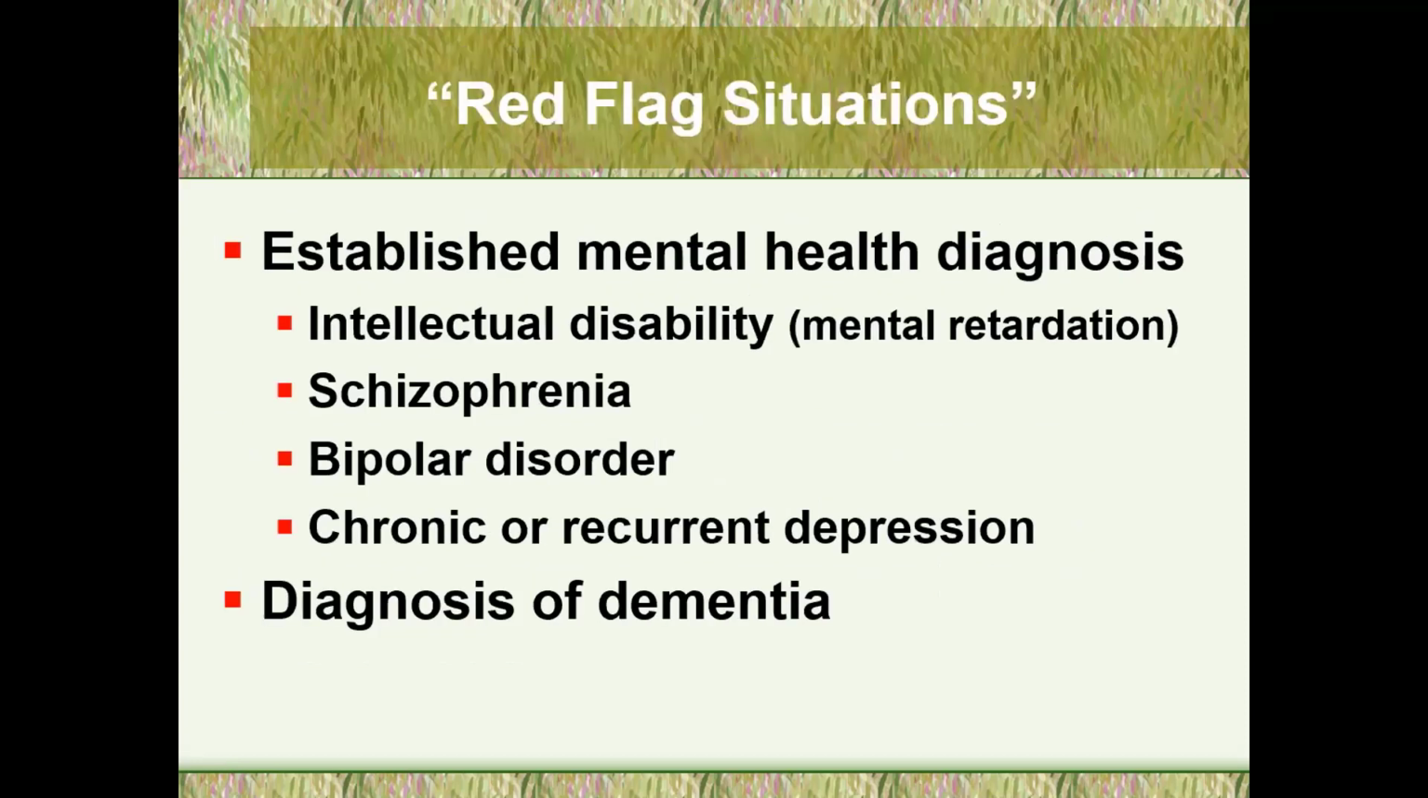Next slide, please. Those red flag situations are going to be a person who has an established mental health diagnosis. And it could be intellectual disability, formerly known as mental retardation. So this is issues they've had from birth. Now, people with a diagnosis of schizophrenia or bipolar disorder or recurrent or chronic depression, if they're well treated and they're in a very good place, they can be fine. But if their disease is not optimally treated, they may be experiencing symptoms of their underlying psychiatric disorder, and they may have impaired decision-making. So again, anytime you're just in doubt, request a formal evaluation.